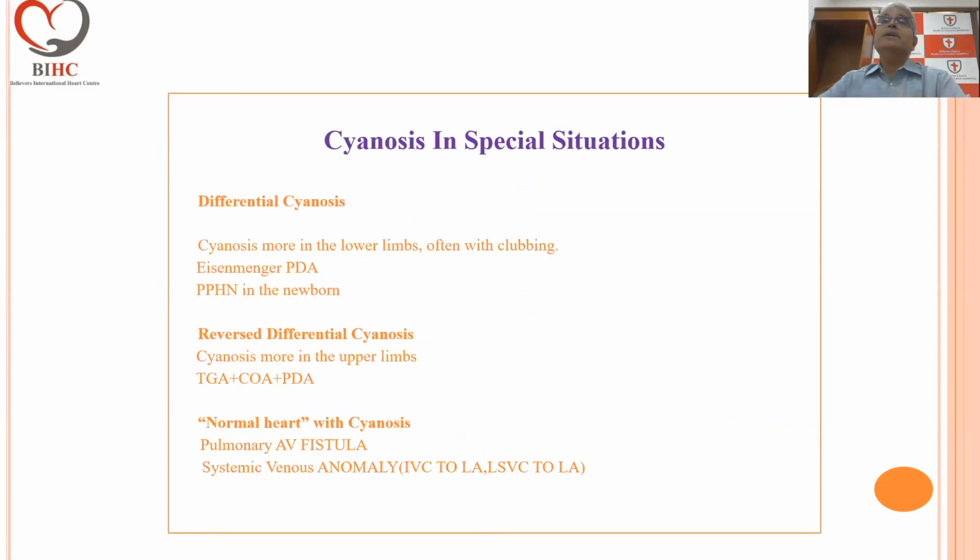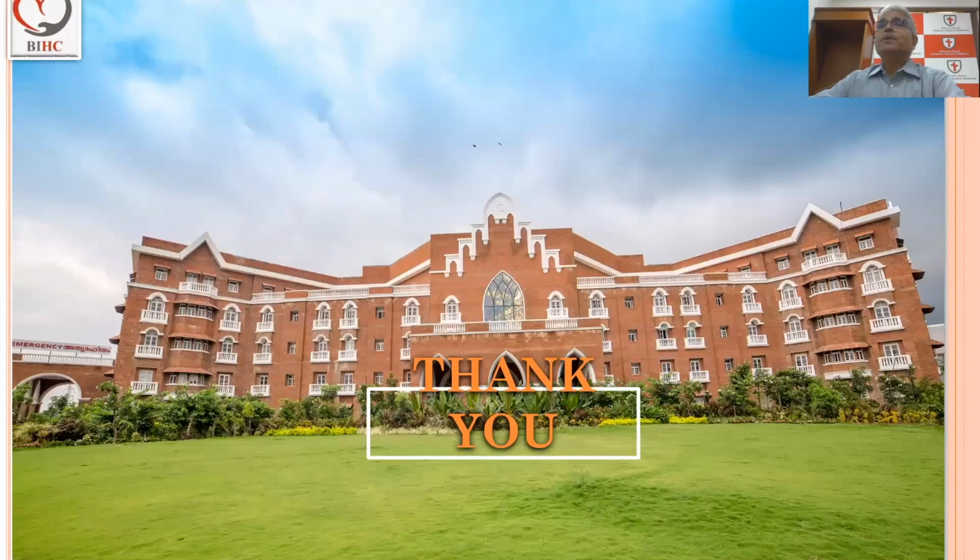We speak of a differential cyanosis in Eisenmenger PDA because the pulmonary artery is supplying the lower limbs through the ductus. You speak of a reversed differential cyanosis in a TGA with coarctation and PDA. And sometimes the baby looks otherwise okay, but is cyanosed. That is a feature of pulmonary AV fistula or a systemic venous anomaly, like an IVC draining to the left atrium. So these are some of the symptoms that we discussed.